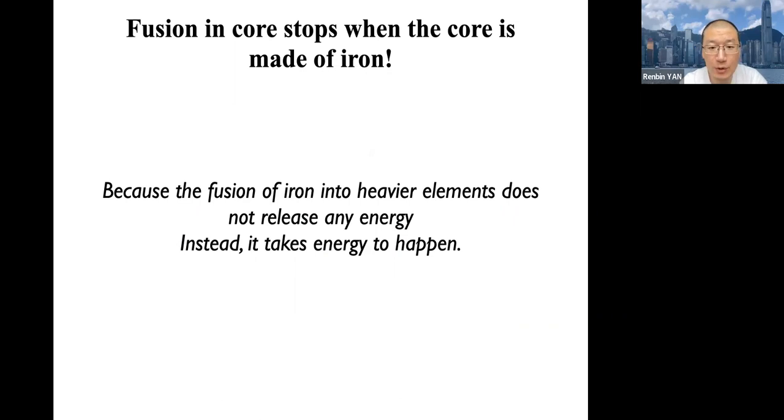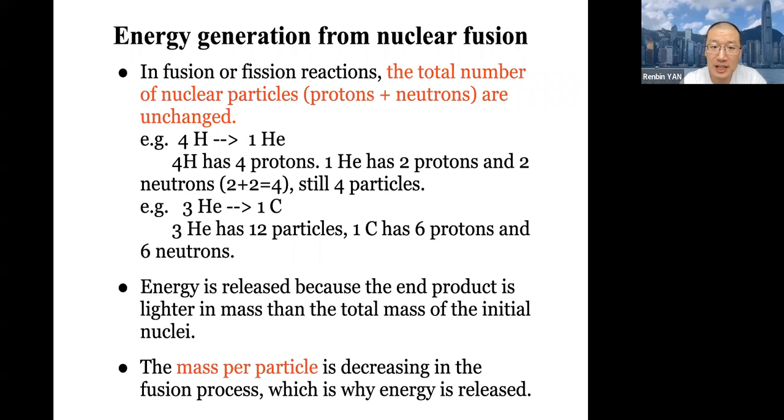Why is that? Why can't we fuse iron into heavier elements and still produce energy? To understand this, which is actually a very important concept, we have to understand how the energy is actually produced in nuclear fusion or nuclear fission. In fusion or fission reactions, the total number of nuclear particles has to stay fixed. It remains unchanged. What do I mean by nuclear particles? By nuclear particles, I mean protons and neutrons. Basically, the total number of protons plus neutrons has to stay fixed.